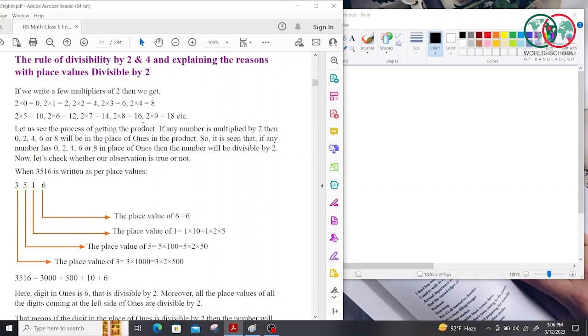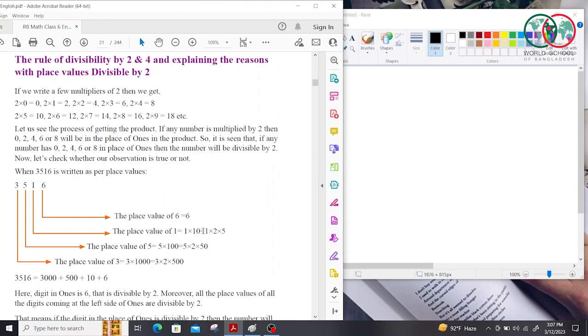So look here. From here we can see that 3516 is a number. We have to find out whether it is divisible by 2 or not. So we are going to find the place value. Place value means this is in the ones position, right? So it will be multiplied by 1. 6 times 1 is 6. 1 is in the tens position, so it will be multiplied by 10.